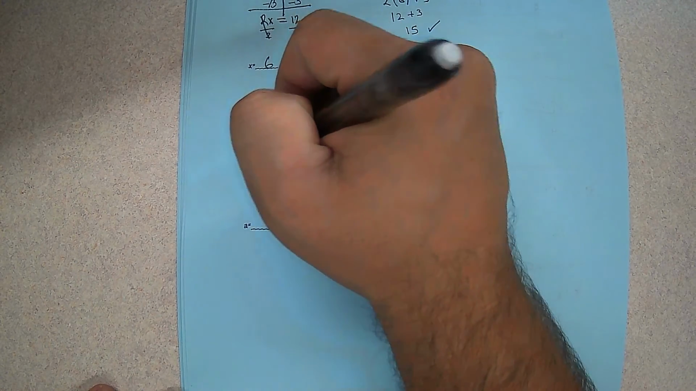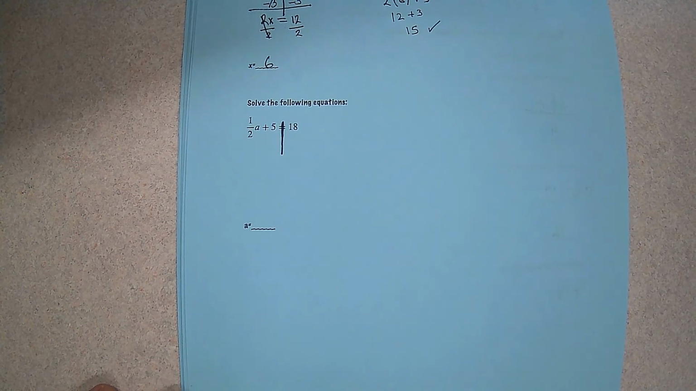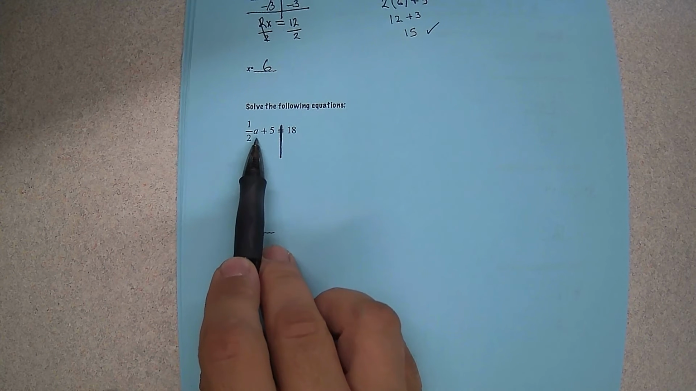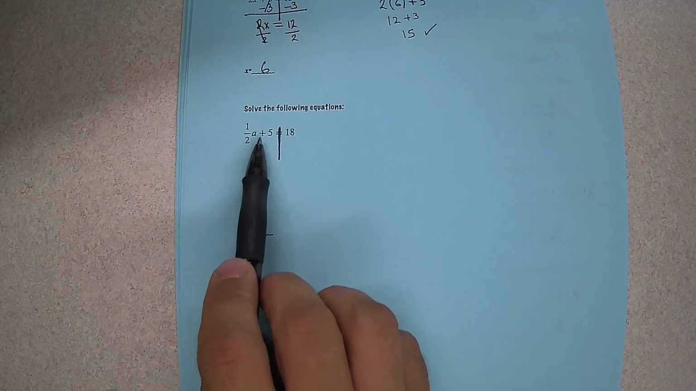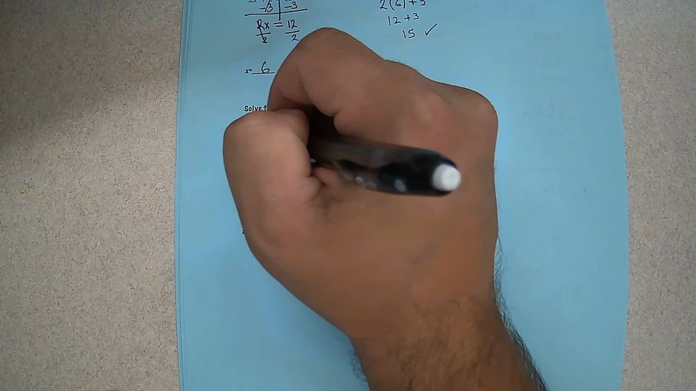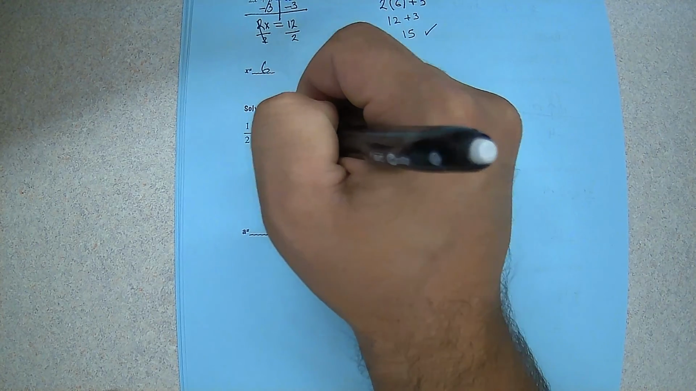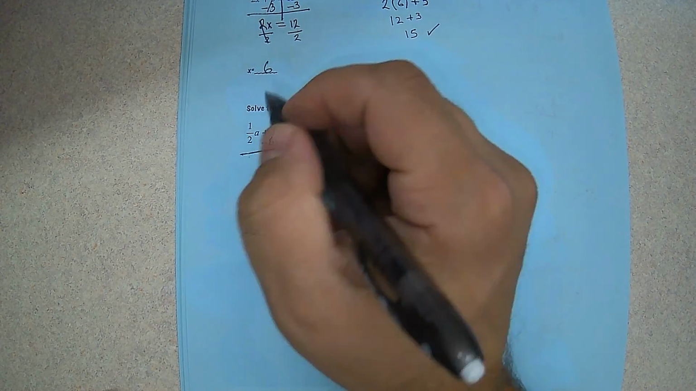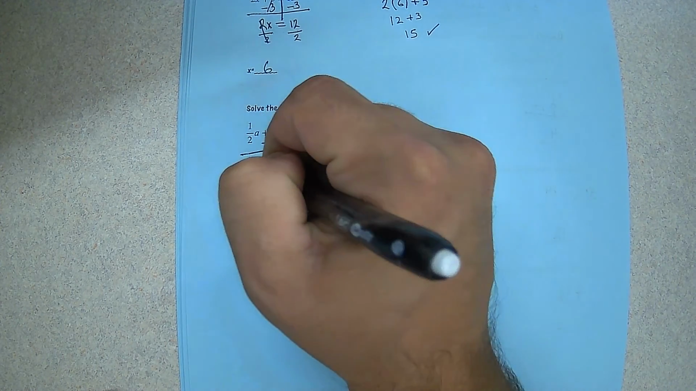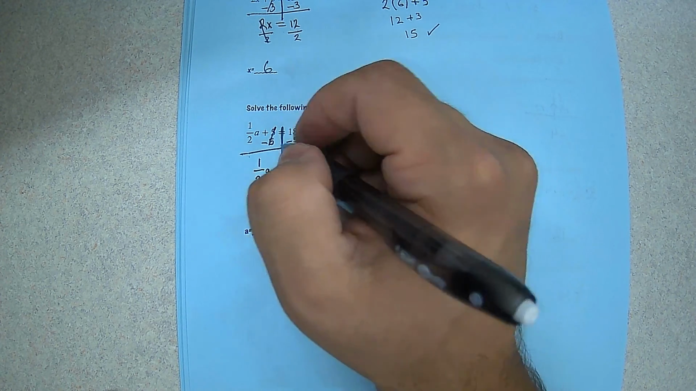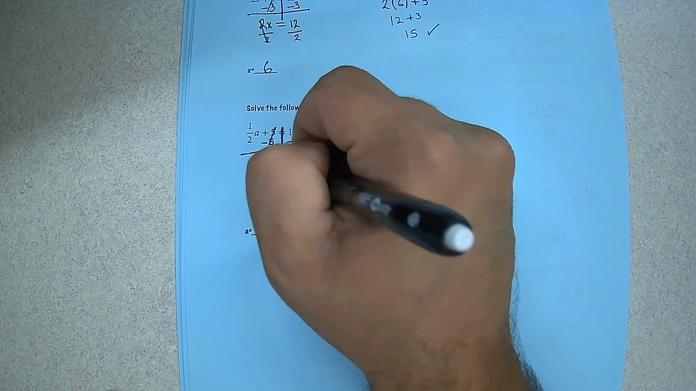Let's look at another example. First, I'm going to draw that line through to separate my equation. I look at my variables on this side, so I want to move things from this side. I have a plus 5, so I want to get rid of that. We're going to subtract 5 from both sides. Those cancel out. I'm left with 1/2 a equals 18 minus 5. Which is 13.